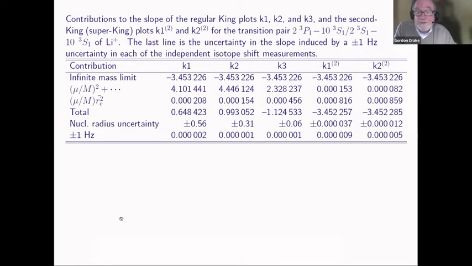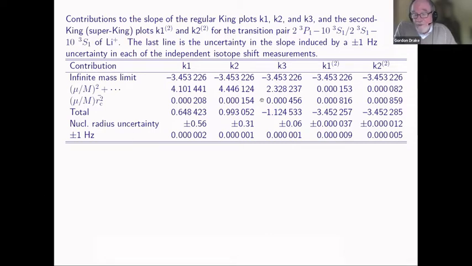All the slopes are equal. But when you add the mu over m squared term, this is the second order mass polarization. They're quite different for the ordinary King plot, giving totals that are completely different for K1, K2, and K3. So these are the ordinary King plots. But for this one, the variation is completely eliminated by taking the second differences to get slopes that are almost equal.